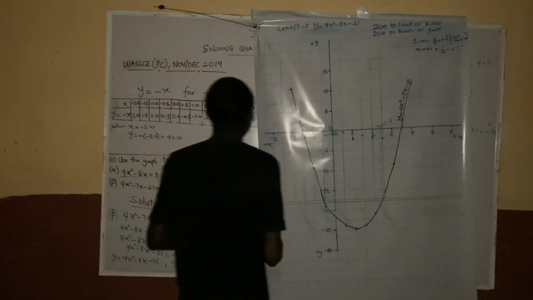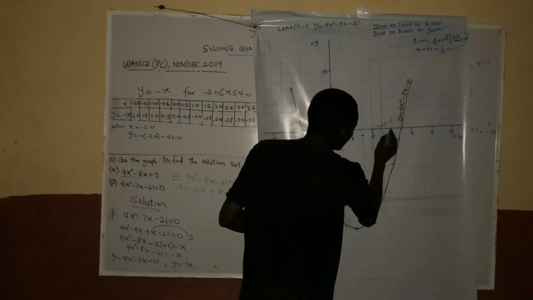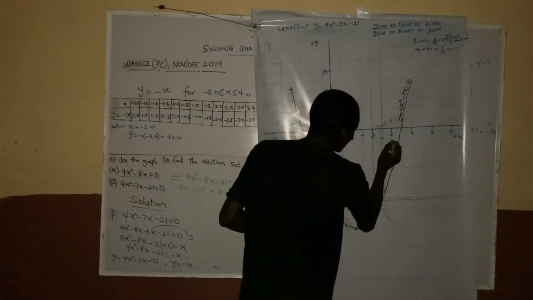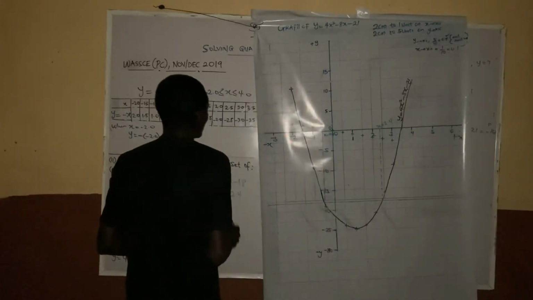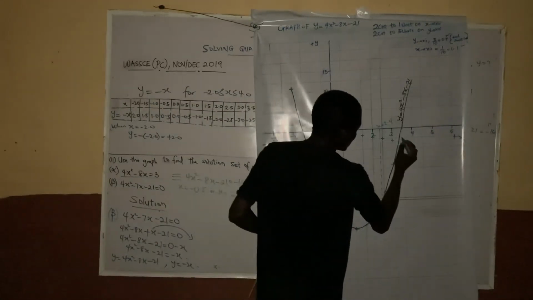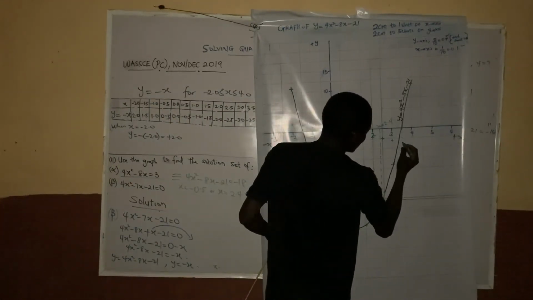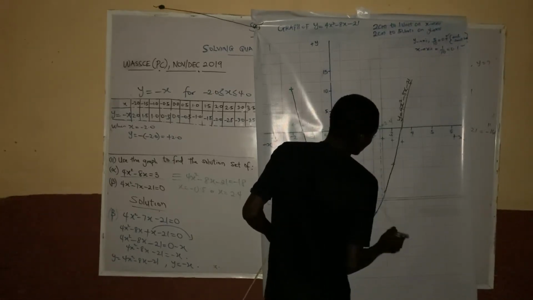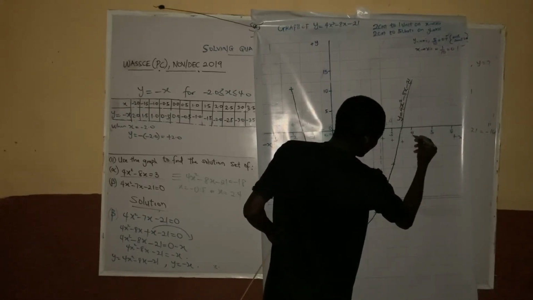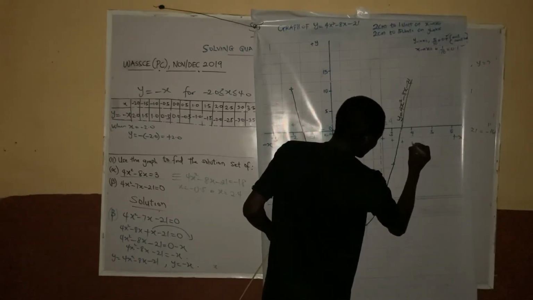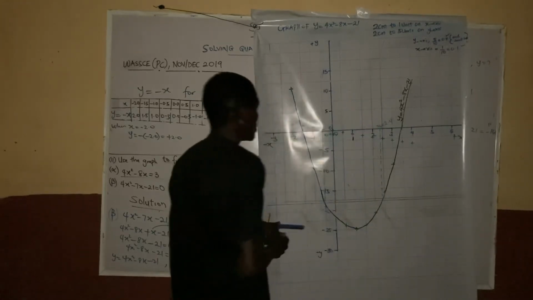So we have 3.5. 3.5 is this, because this is 2, this is 3.5. Now minus 3.5, this is minus 3.5. Now 4: this is 3, this is 4. So we have something like this. So that's that about that one.